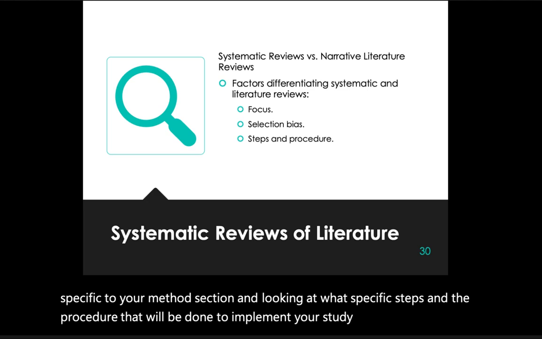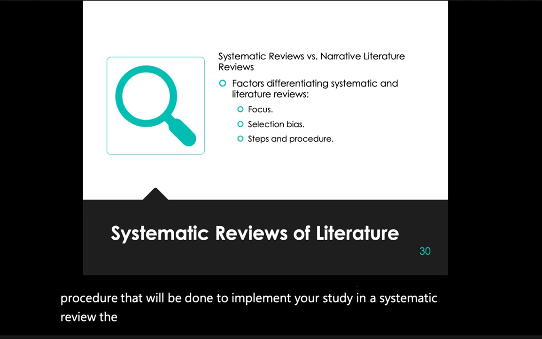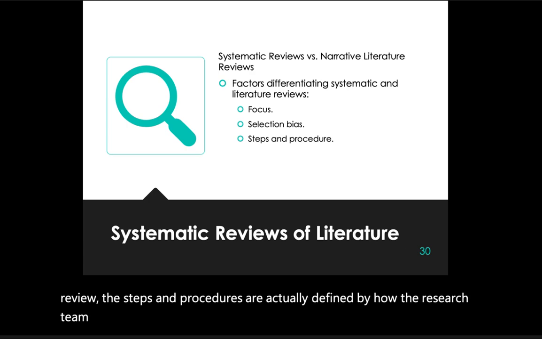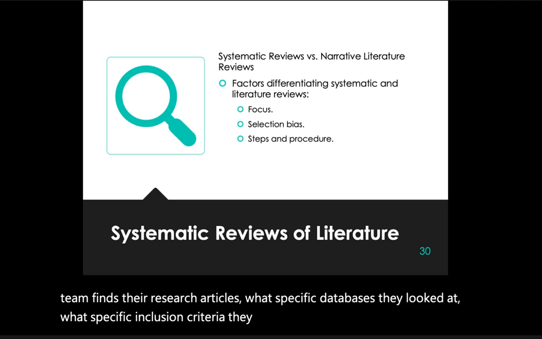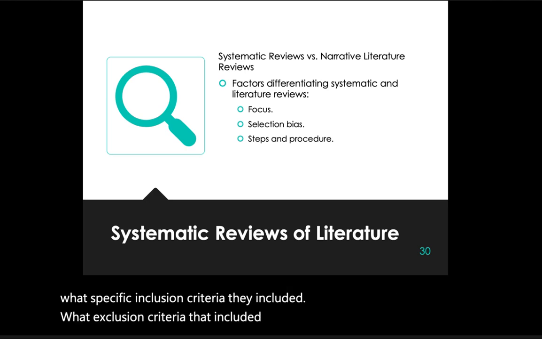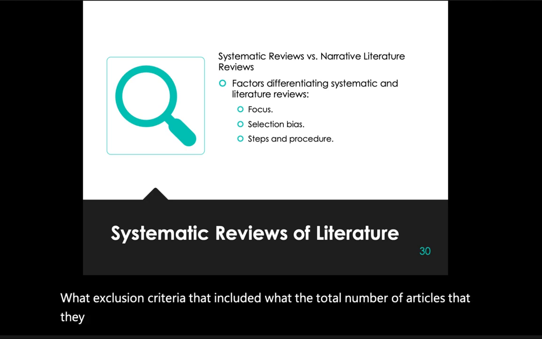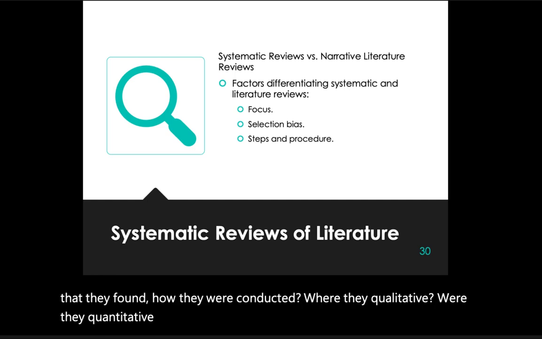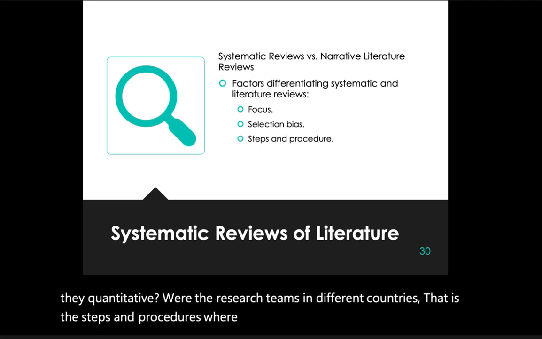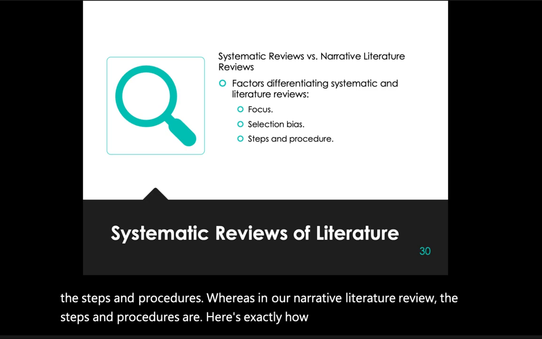In a systematic review, the steps and procedures are actually defined by how the research team finds their research articles, what specific databases they looked at, what inclusion criteria and exclusion criteria they included, the total number of articles that they found, and how they were conducted. Were they qualitative? Were they quantitative? Were the research teams in different countries? That is the steps and procedures. Whereas in a narrative literature review, the steps and procedures are, here's exactly how I'm going to collect my data.